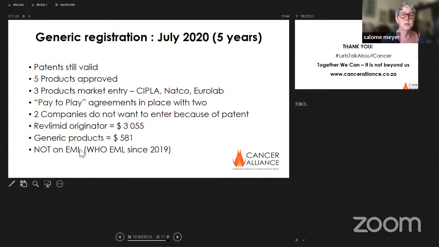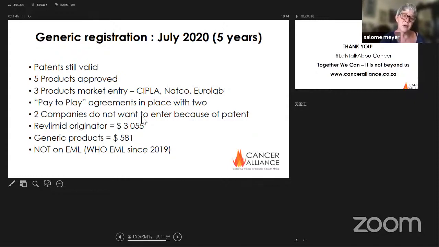And with regards to compulsory licensing, we've never had a successful compulsory license case in South Africa brought to court, because it is plainly far too expensive to do it. So nobody actually wants to take it on. So what we have currently is 5 products that are approved. However, only 3 of those products have entered the market.